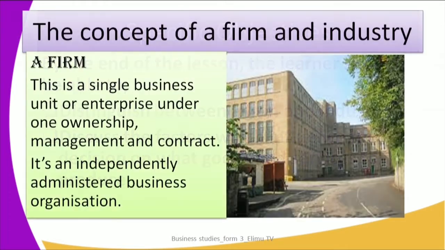But let's start with the concept of a farm and an industry. So what is a farm? A farm is a single business unit or enterprise under one ownership, management and contract. And it is important you note that it is an independently administered business organization. So it starts on its own. When we mean that it is independent, we mean that it is on its own.